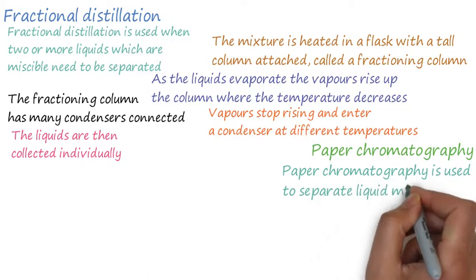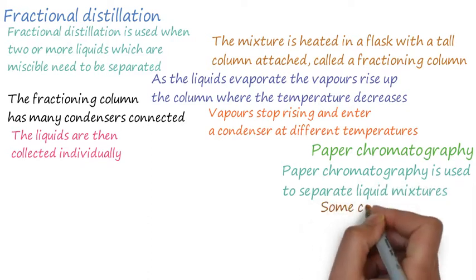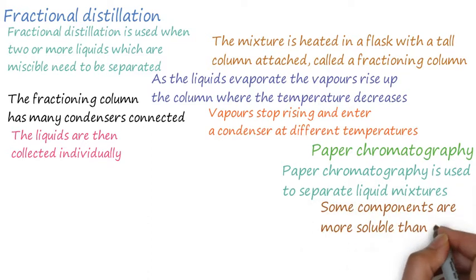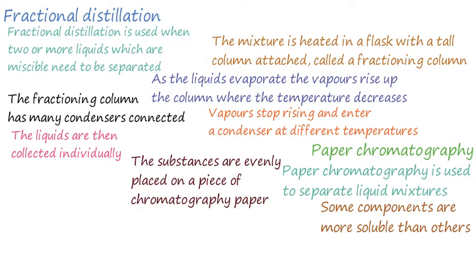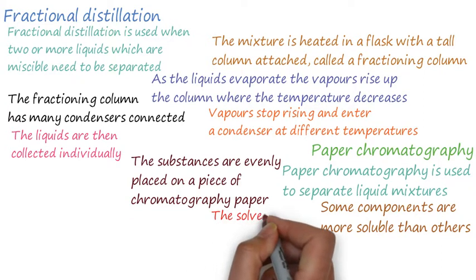Paper chromatography is used to separate liquid mixtures, and it is often used to separate the components of dyes and inks. Paper chromatography works because some of the components in the mixture will dissolve better in the solvent being used. Firstly, you draw a horizontal line on a piece of chromatography paper with a pencil. On this line you evenly space out the dots of mixtures. You then place the paper in a suitable solvent, often in a beaker.